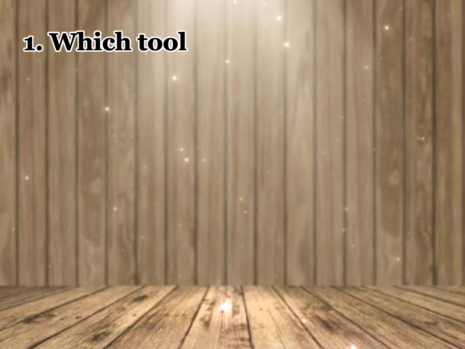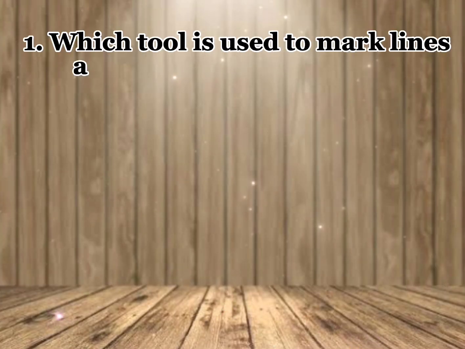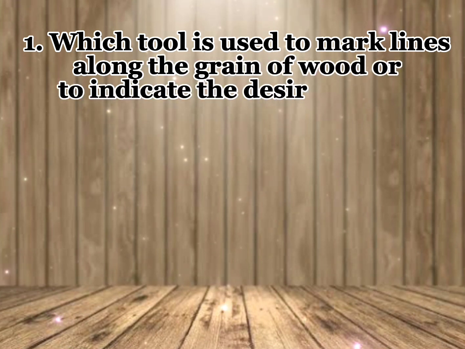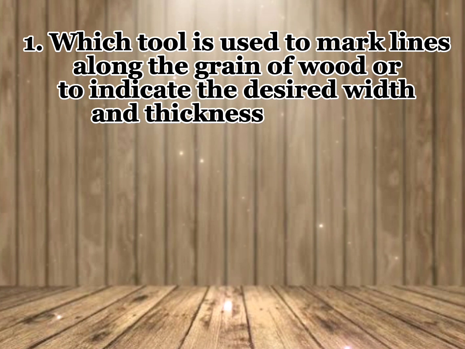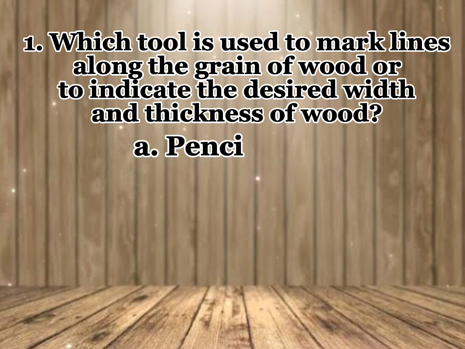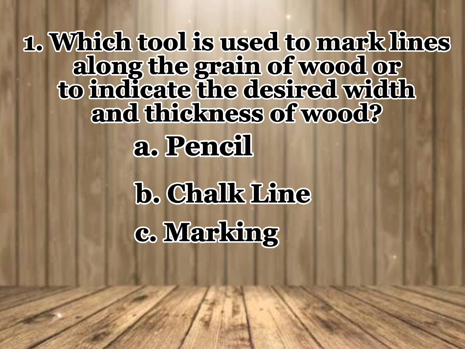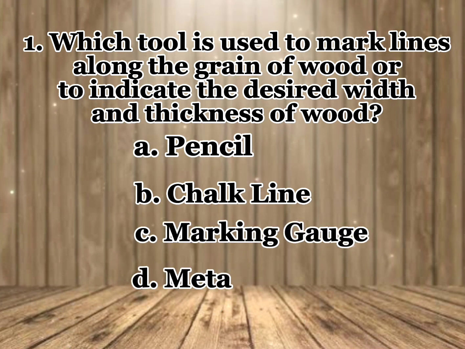Number 1. Which tool is used to mark lines along the grain of wood or to indicate the desired width and thickness of wood? Letter A. Pencil. B. Chalk line. C. Marking gauge. Or D. Metal rule.